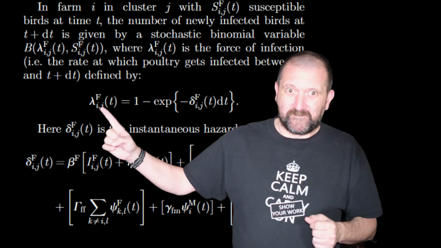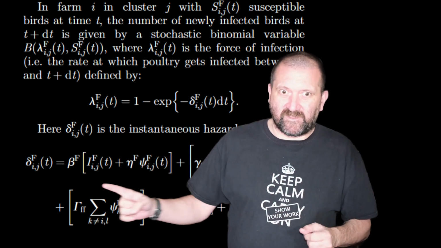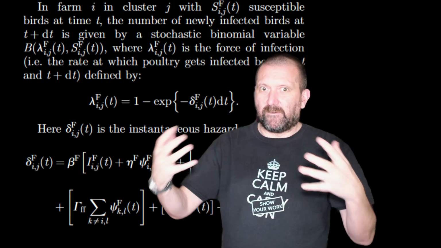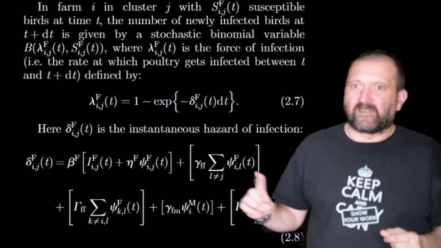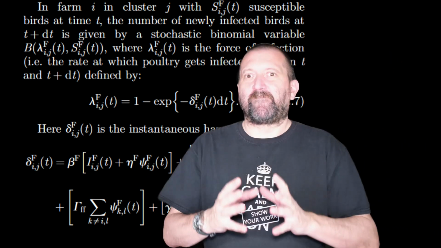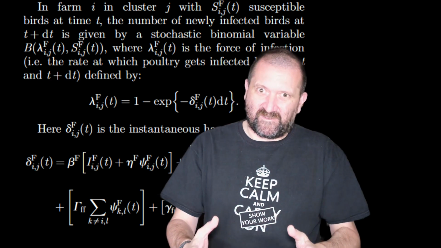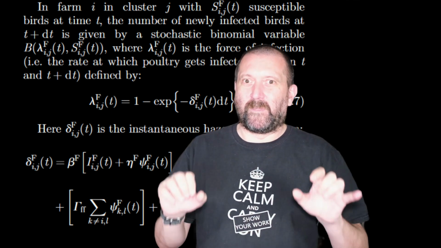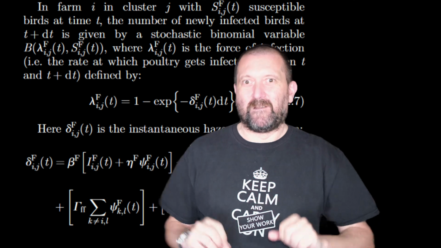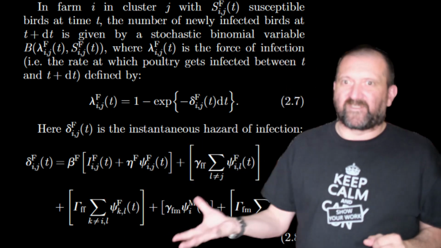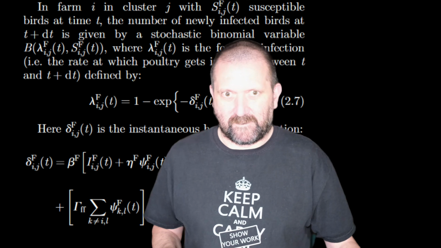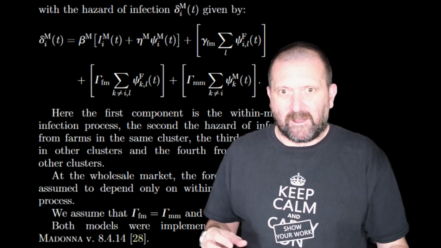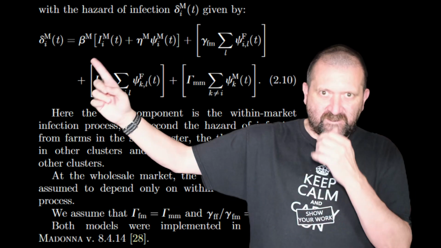That delta here depends on all these different components, and those components depend on coupling between the locations. So again, movement is implicit in the sense that we're not moving chicken around in the proper way, but the influence of space is encoded very precisely through this term here. In a regional market, you can do the same computation, and here the hazard of infection is given by this term.